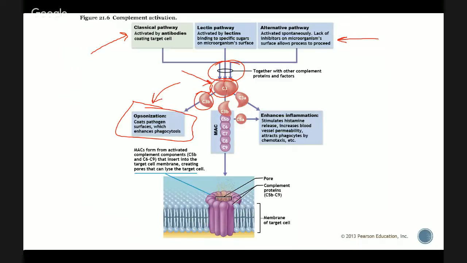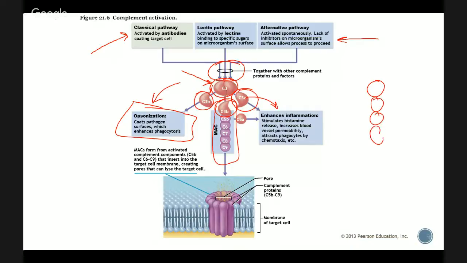We also have complement 3A, the fragment complement 3A, that's going to help enhance inflammation. It's going to stimulate the release of inflammatory chemicals. C3b is also going to start to form a chain with some other complement parts, C5 and C6 and C7, C8 and C9. And what it's going to do is it's going to form this chain.